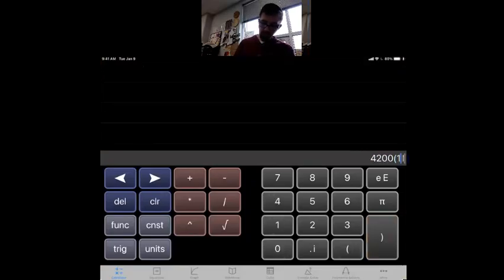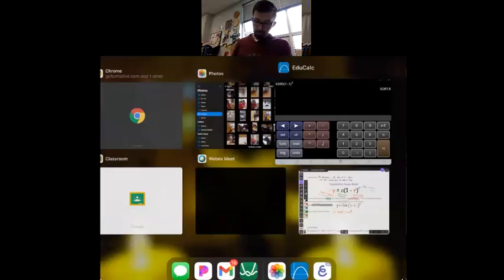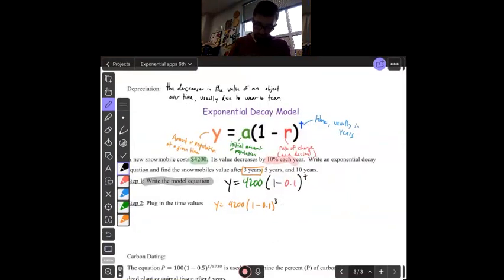4,200, 1 minus 0.1 to the 3, right? This is money, so appropriate rounding for money is 2 decimal places. So, we notice this problem doesn't have 2 decimal places, but just think about that represents $3,061.80. So you would need to put that extra 0 on the end of it to make sense of that number. $3,061.80 would be our value after 3 years.